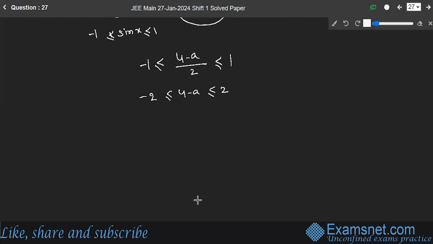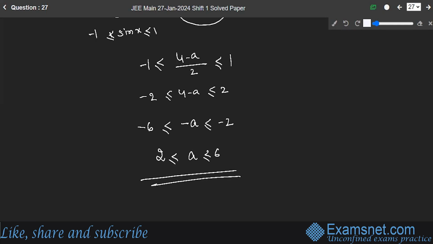A will be 4 minus a. Minus a less than equal to minus 6 less than equal to minus 2, right? So here, if I'm changing the signs, like multiplying all the sides by minus, you will have a is less than equal to 6 is less than equal to 2. Okay, so this is your range of a.